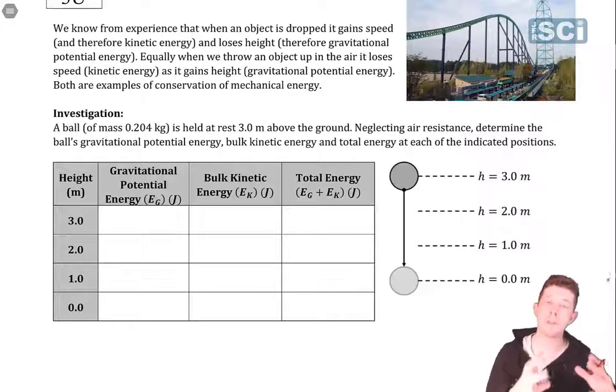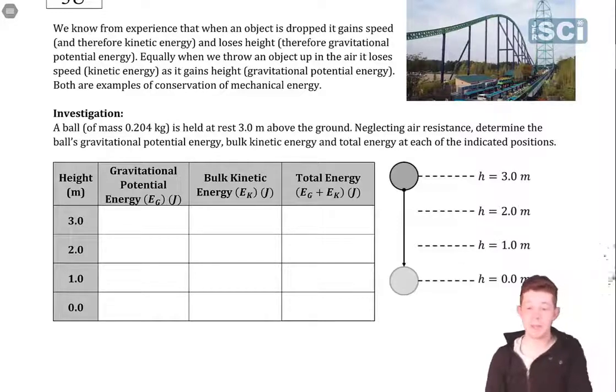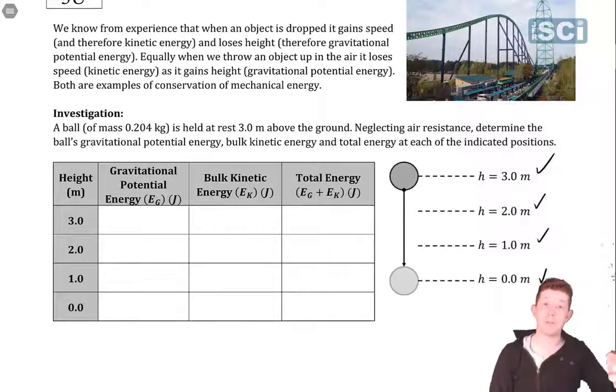And we want to determine the bulk kinetic energy of the object at each of the positions, so at 3 meters, 2 meters, 1 meter, and once it hits the ground. And I want to find the gravitational potential energy of the object at each of these heights as well.